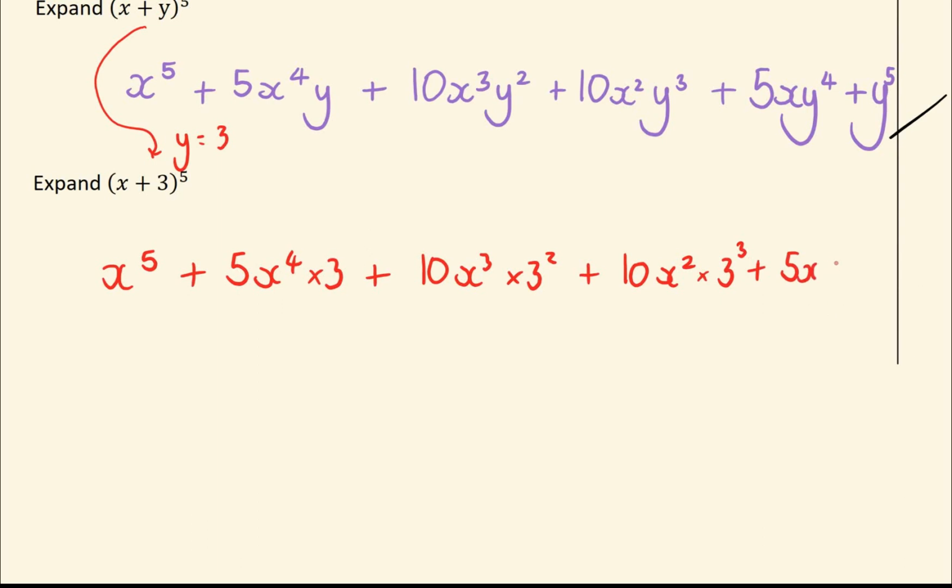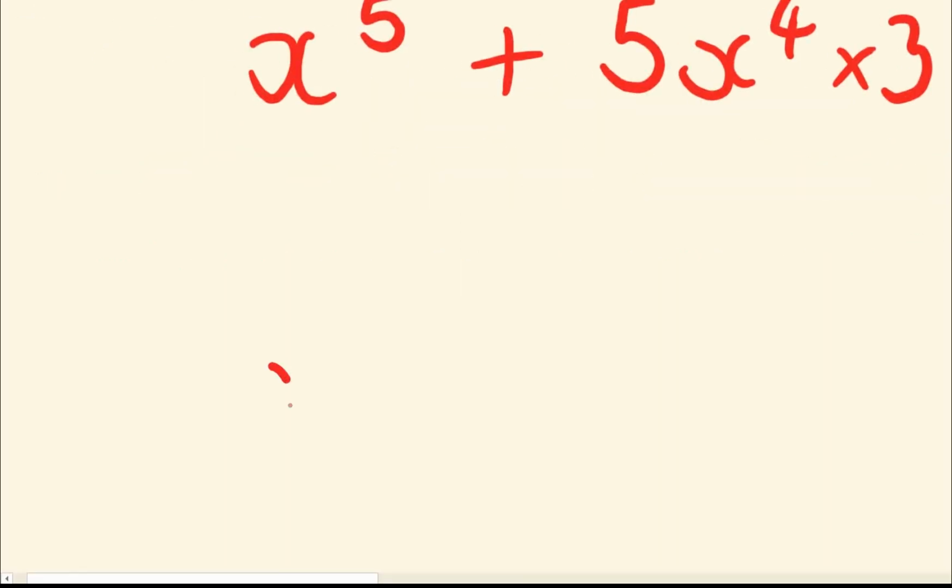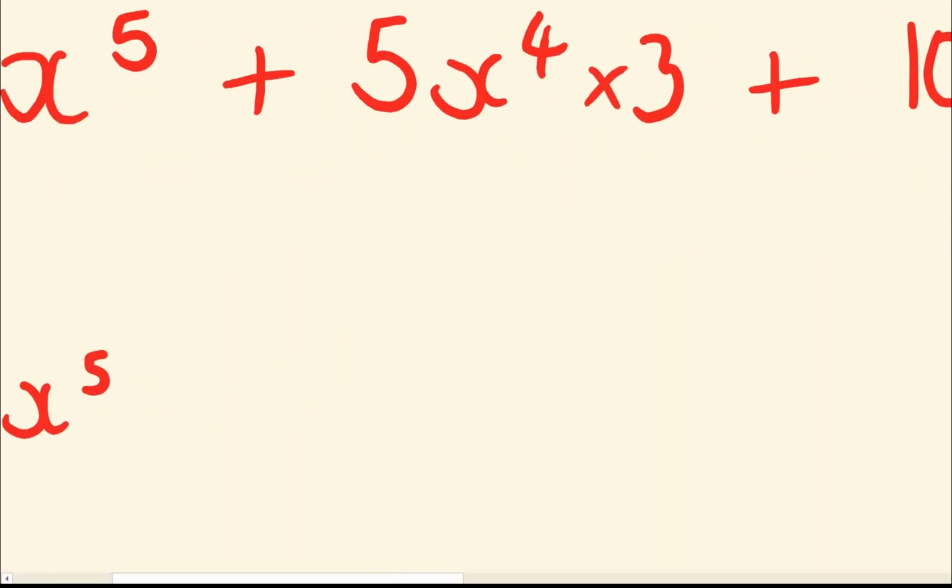And now if you wanted to expand this out properly, you would have to times all those terms together. So what I mean is, this one doesn't change, it's still x to the 5. Here, you want to times all your numbers together. You want the numbers at the front. So you've basically got 5 times 3. So this would be 15x to the 4.